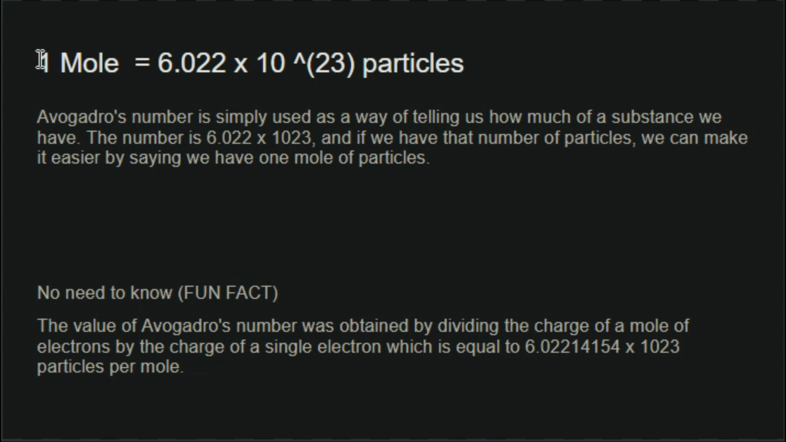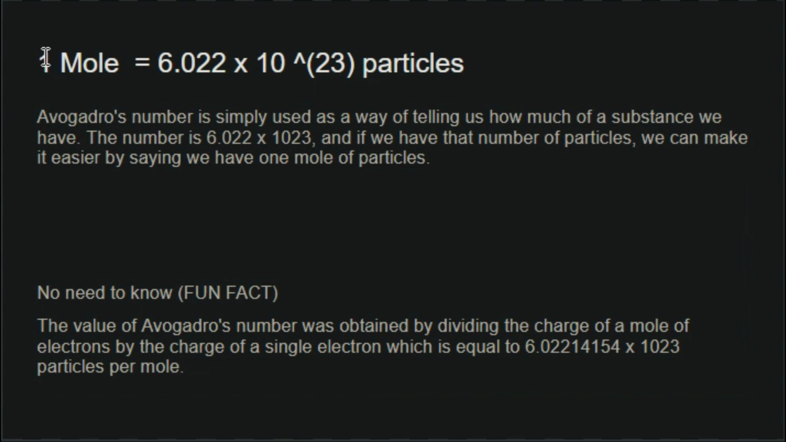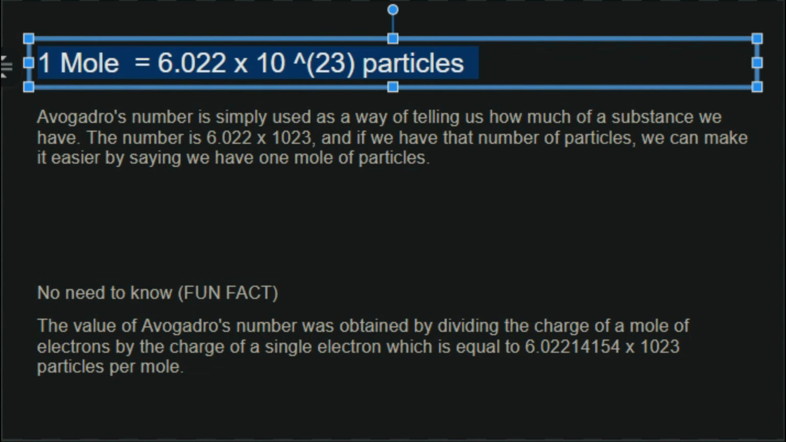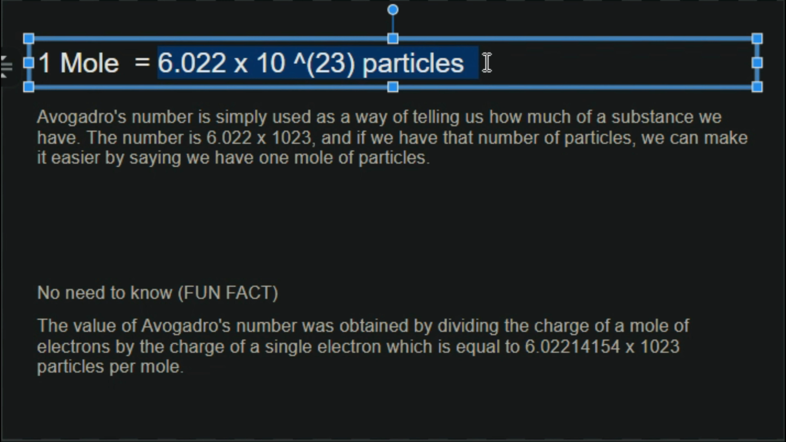Now, this is actually something very important. Make sure that you engrave this in your mind, because when calculating a bunch of stuff, you essentially require this. It's used to tell us how much of a substance we have. Here's a fun fact: Avogadro's number was obtained by dividing the charge of a mole of electrons by the charge of a single electron, which is equivalent to this value here.